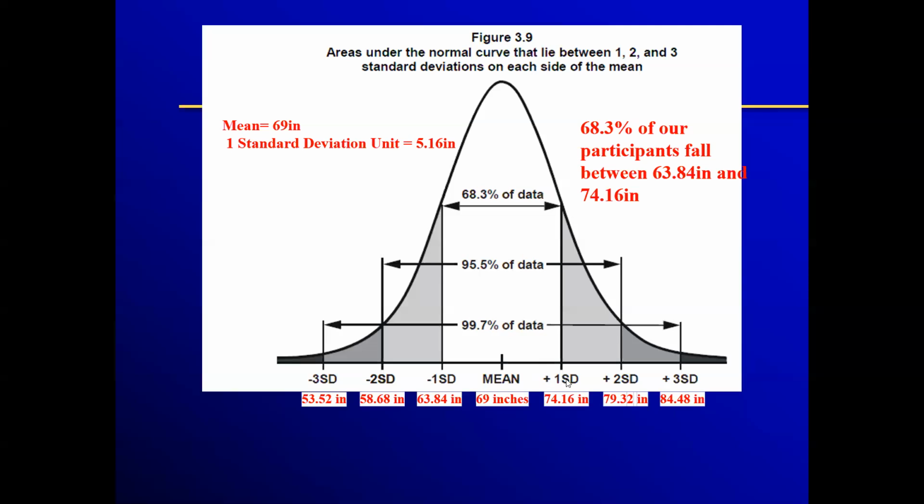And we know that 68.3% of our participants fall between plus or minus 1 standard deviation. This is in any data set. This is a universal rule. Plus or minus 1 standard deviation, 68.3% of participants fall within that. Now, if we go to plus or minus 2 standard deviations, 95.5% of our data falls in between those two numbers, whatever those numbers are.